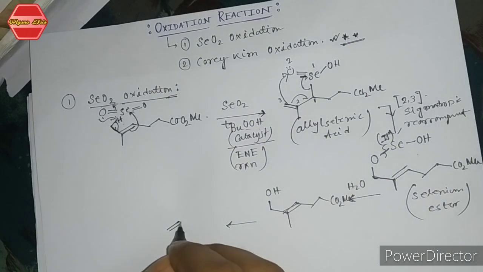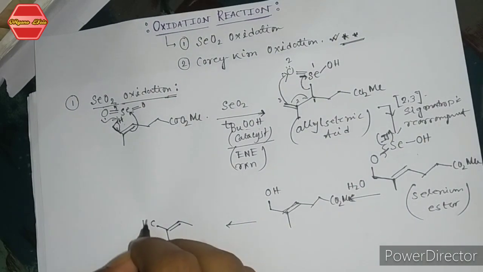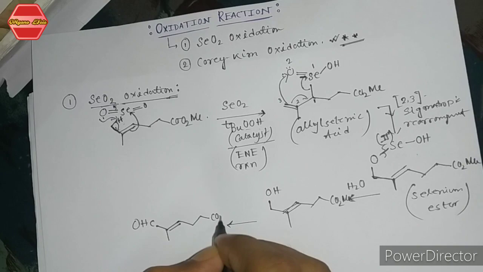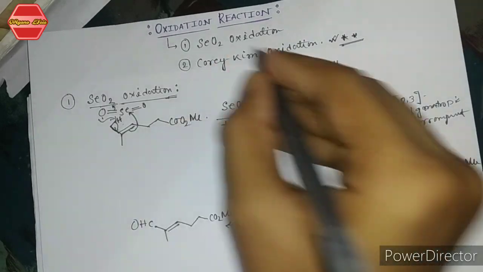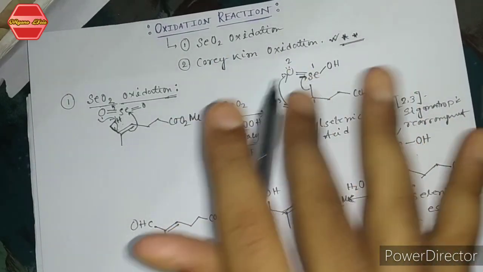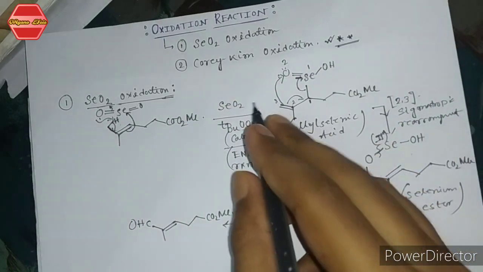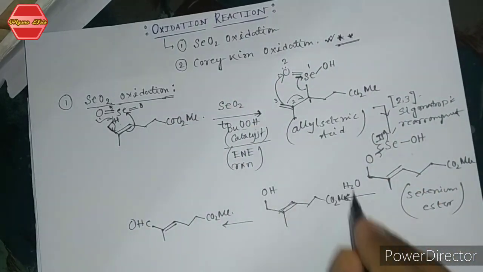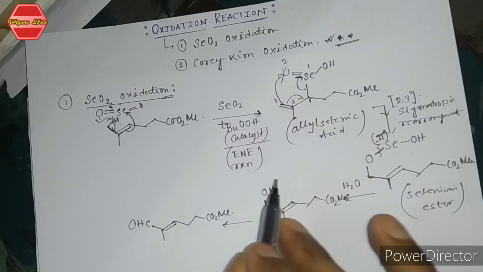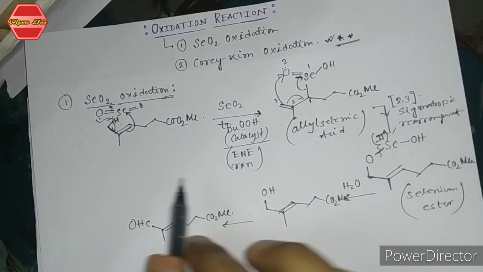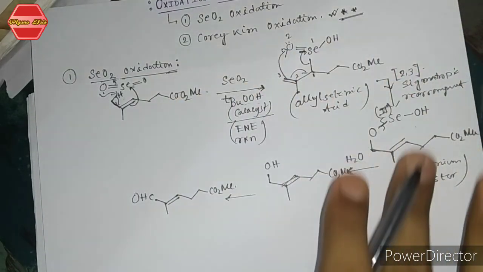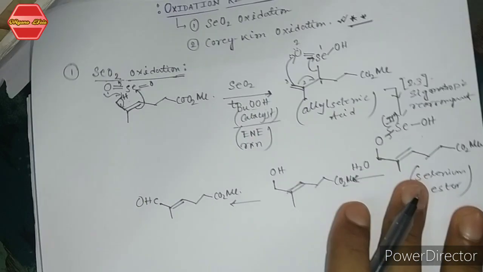This, writing here, is also converted into aldehyde. Okay, if the percentage is lower, that is 10, 5, whatever it is, then the final product is this, and if the percentage of selenium dioxide is higher, then this product is like this. Okay, so this is the overall mechanism of selenium dioxide oxidation.